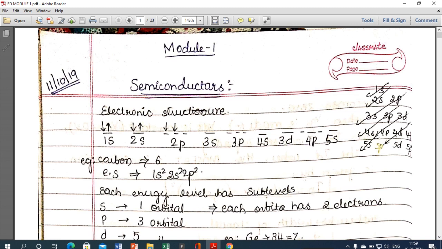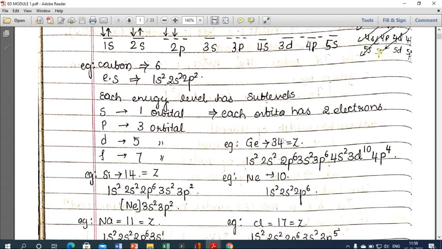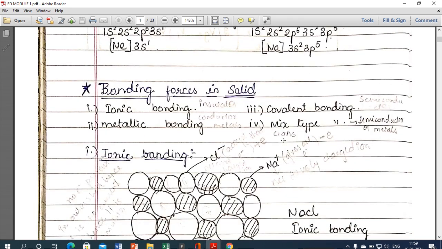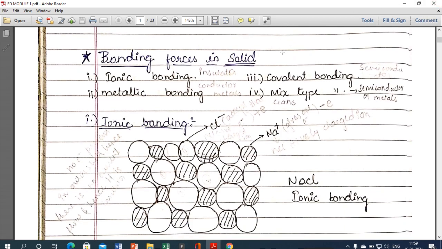So this is the topic we have started. Before that, we studied the electronic structure, so we already know how to write the electronic configuration for a given atom. Later on, we'll move on to the bonding forces in solids. Here, we already discussed ionic bonding, and second is metallic bonding. In ionic bonding, each sodium atom, that is Na plus, is bonded with 6 nearby chlorine atoms. Similarly, each chlorine atom is bonded with 6 nearest sodium atoms. So here there are no free electrons to cause the flow of current.